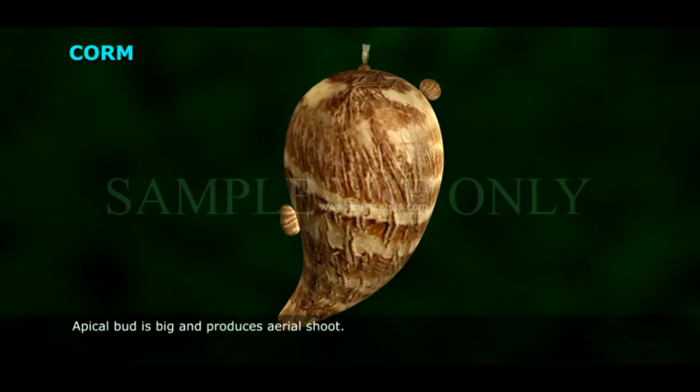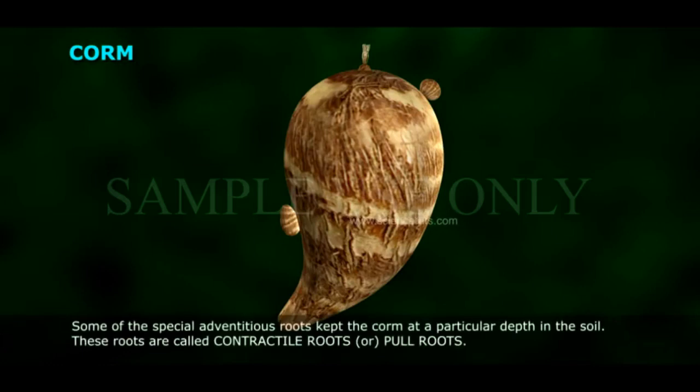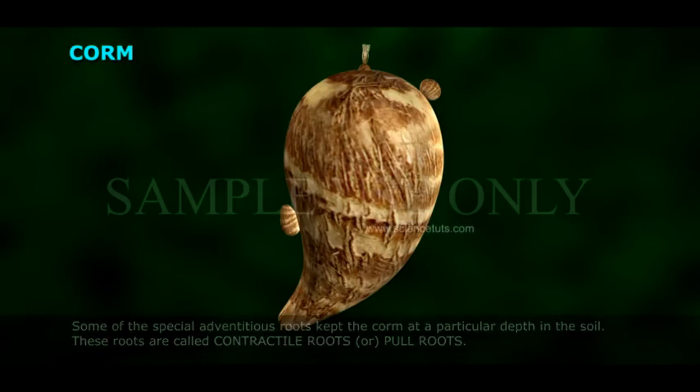The apical bud is big and produces the aerial shoot. The aerial shoot synthesizes food, which is stored in the corm, so the corm becomes tuberous. Adventitious roots normally develop from the base, but sometimes also from the sides. Some of the special adventitious roots keep the corm at a particular depth in the soil. These roots are called contractile roots or pull roots.